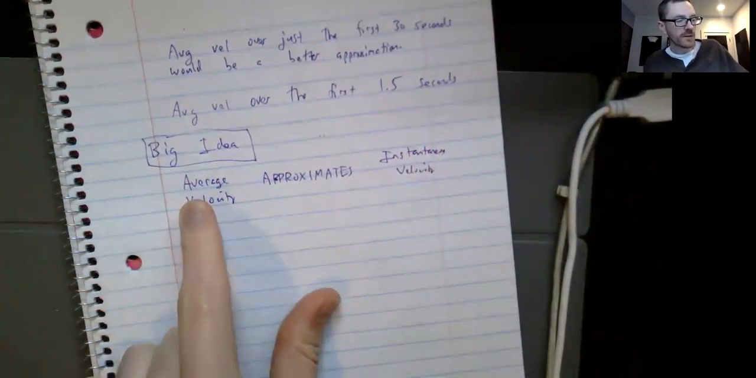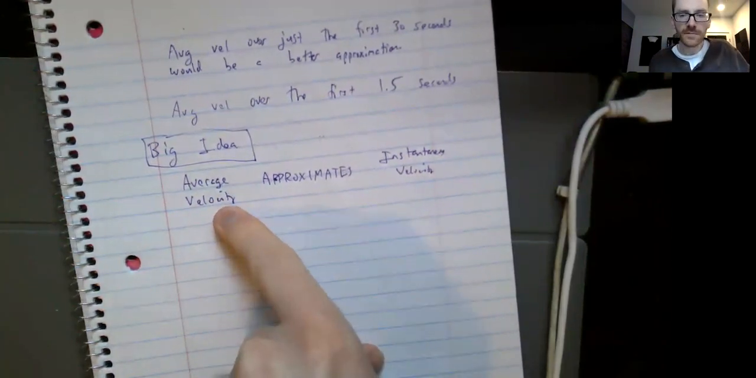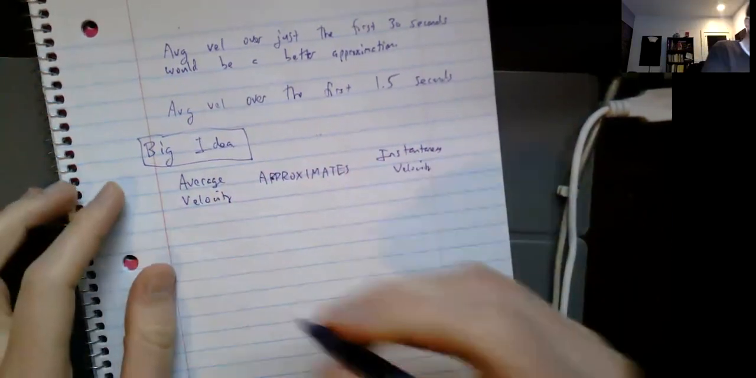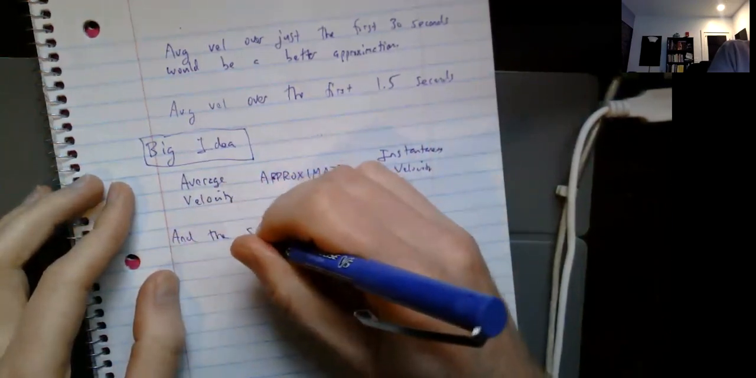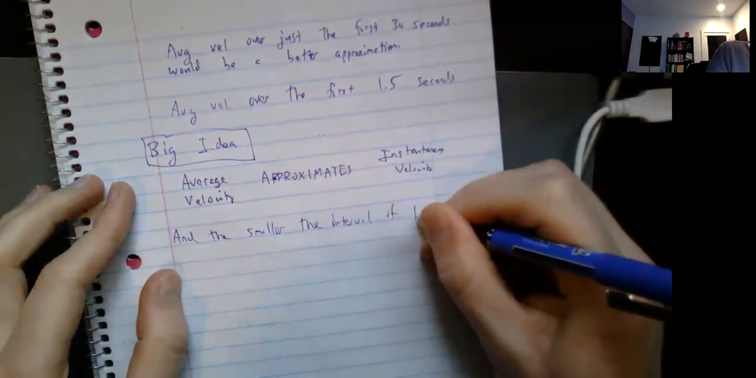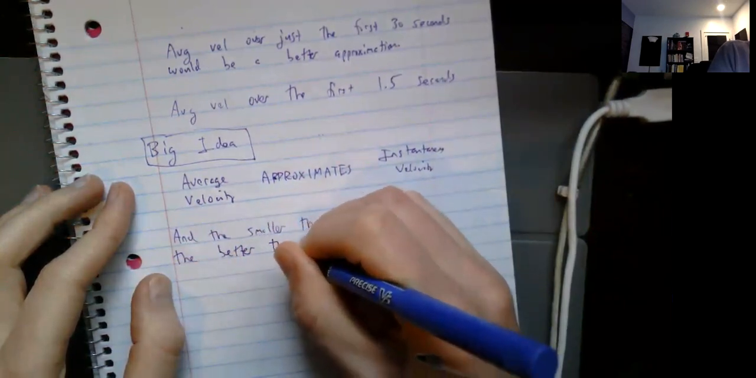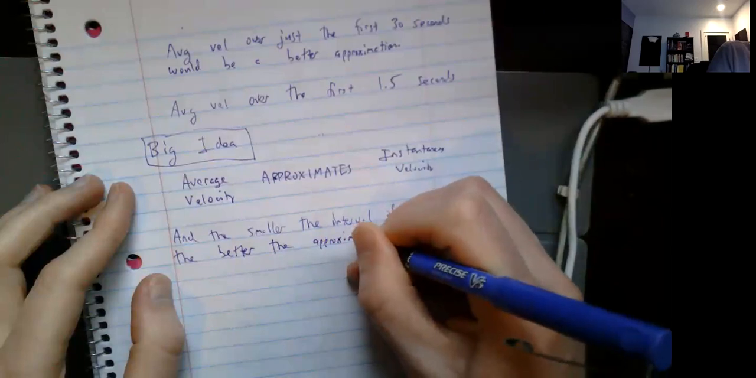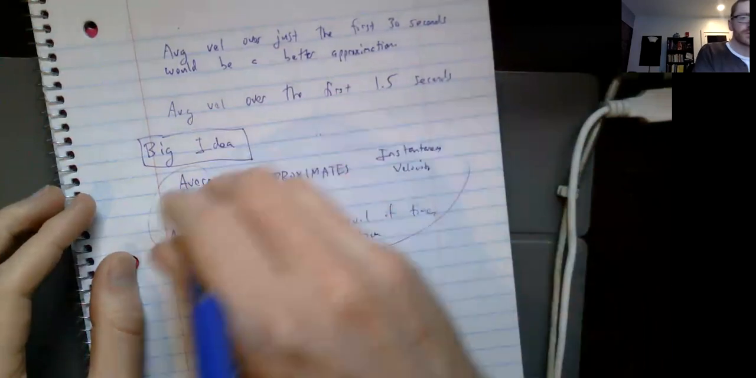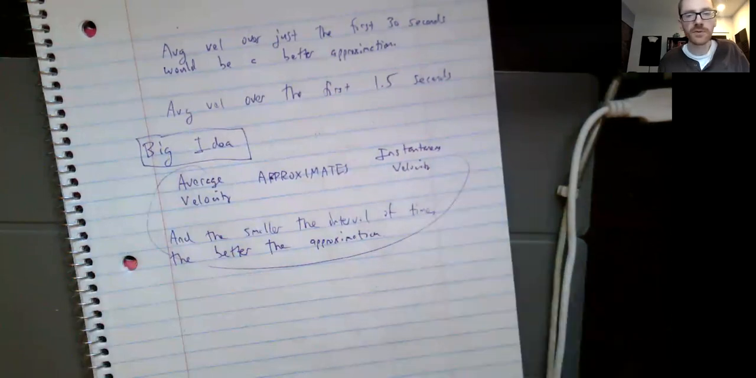And the smaller the interval of time that you consider when looking at average velocity, the better the approximation. Okay? So this is really what comes out of this discussion, and it's a clue about how to actually compute the instantaneous velocity.